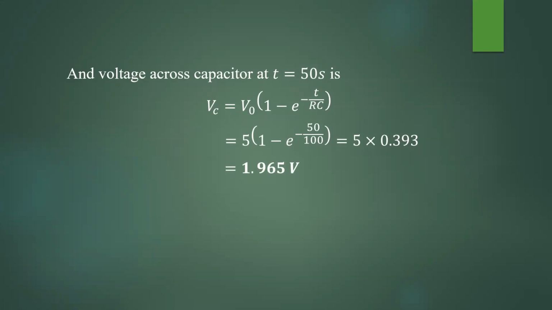So at 50 seconds, the voltage across the capacitor is 1.965 volts, right? Simply you can do it by knowing the particular expression. That is the reason why I have told you to make the list of formulae corresponding to this topic. After every topic is finished, you have to make the list of equations that will be helpful for understanding the concepts and also for solving the problem.